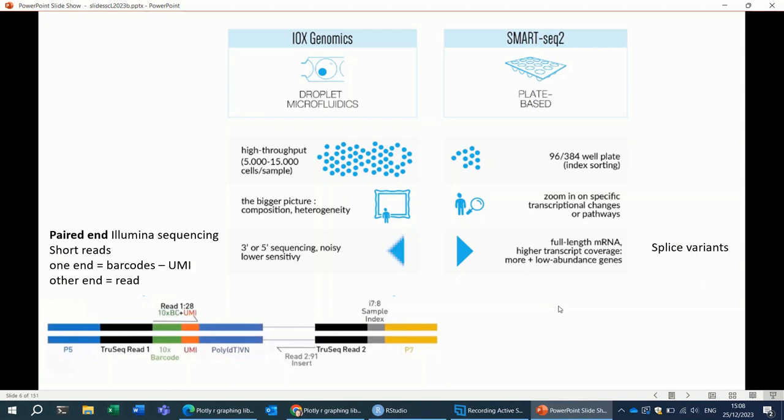In SmartSeq data, this is not the case. You will sequence here the full transcript over the entire length, and this makes SmartSeq data much more suited for looking at splice variants than 10x genomics data. If you only sequence the last 100 bases of your transcript, you can't say anything about splicing. If you sequence the full length of the transcript, you can study the splicing.